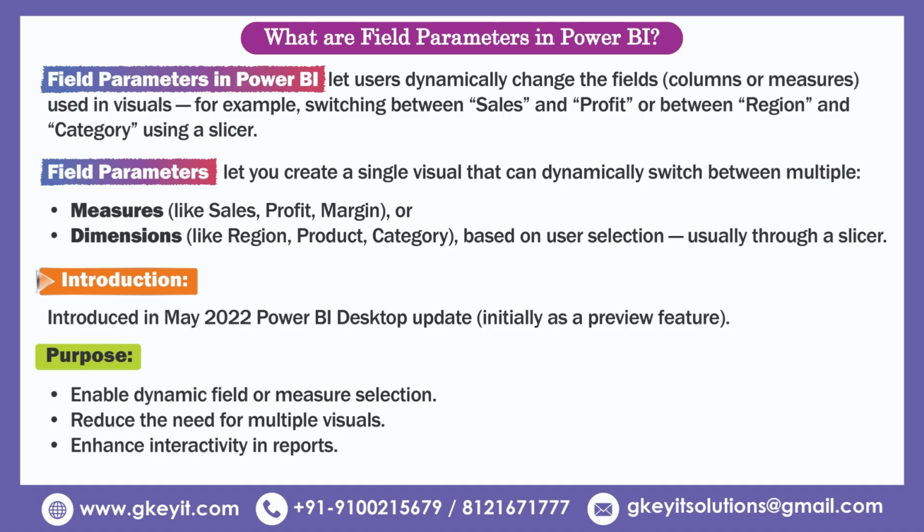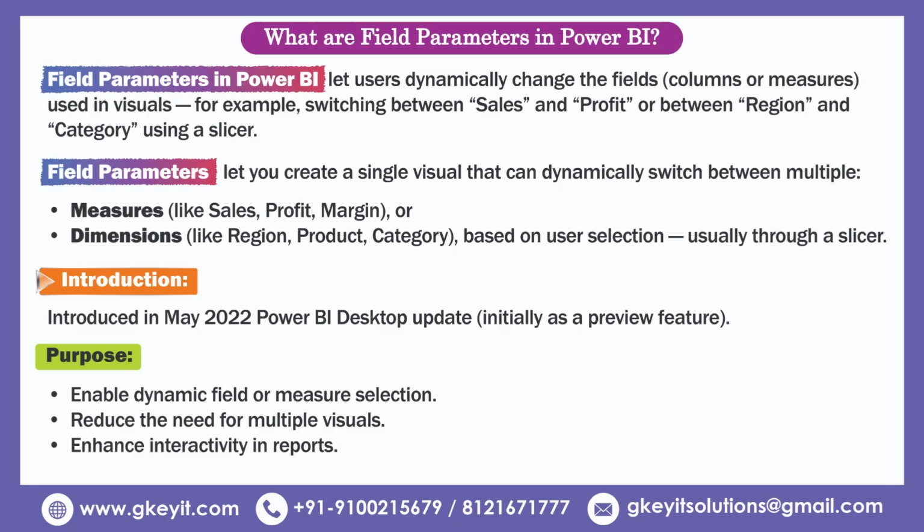Field parameters in Power BI let users dynamically change the fields, that is columns or measures, used in visuals. For example, switching between sales and profit, or between region or category using a slicer. Field parameters let you create a single visual that can dynamically switch between multiple measures like sales, profit, margin, or dimensions like region, product and category based on user selections, usually through a slicer.